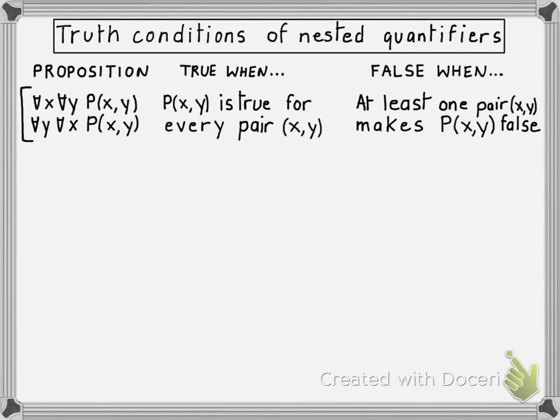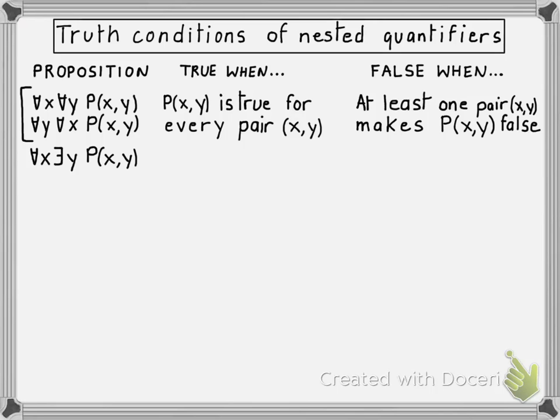Now, another way to build a proposition out of the binary predicate P is to first use a universal quantifier and then an existential quantifier for x and y respectively. And the proposition we get is: for all x there exists a y such that P of xy. So what are the truth conditions for this proposition?